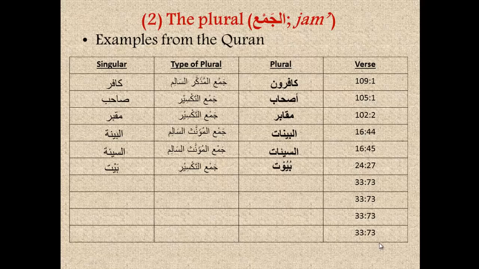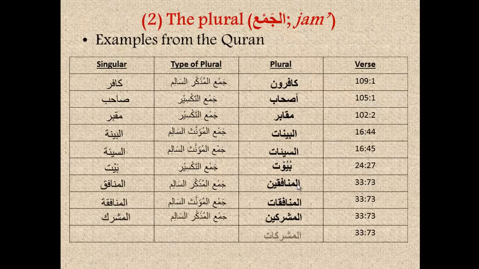And then the last four examples come from the last ayah of Surah Al-Ahzab, where Allah says, "Liyu'adhdhibal-lahul-munafiqina wal-munafiqati wal-mushrikina wal-mushrikat." We have al-munafiqina. We hear the ina. This tells us the word is a jam' mudhakkar salim, a sound masculine plural. And the singular form is al-munafiq, just the front part. Al-munafiqati is a jam' mu'annath salim. Singular is al-munafiqah. And then we have al-mushrikina, jam' mudhakkar salim, al-mushrik. And last but not least, we have al-mushrikat, which is jam' al-mu'annath al-salim. The singular is al-mushrikah. So al-munafiqina is the male hypocrites, al-munafiqat, the female hypocrites, al-mushrikina, the male polytheists, and al-mushrikat, the female polytheists.